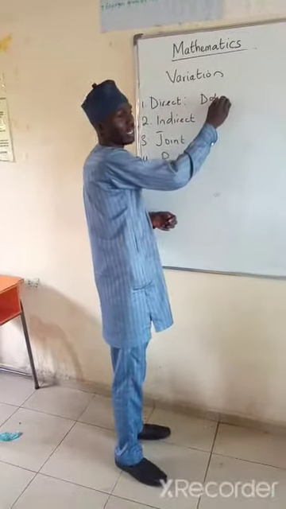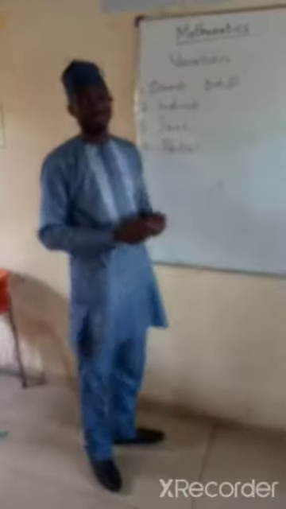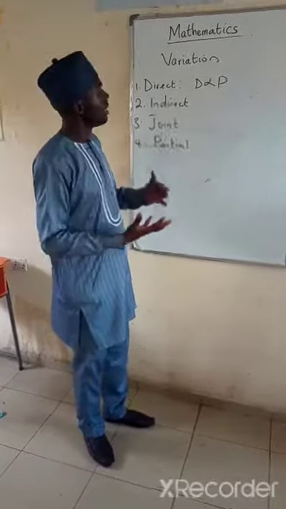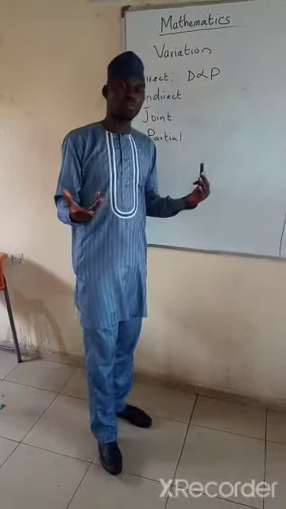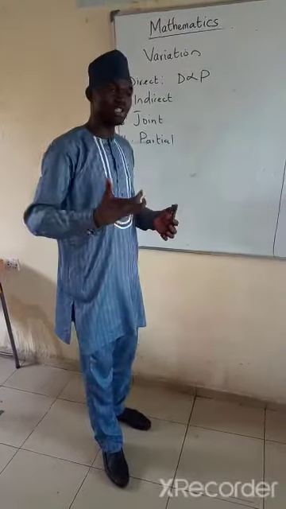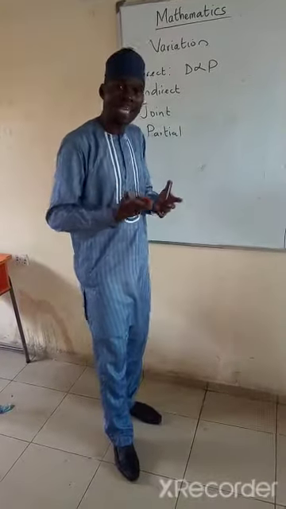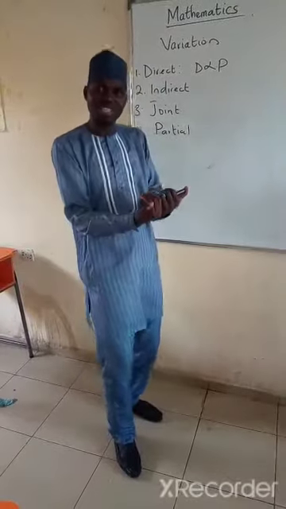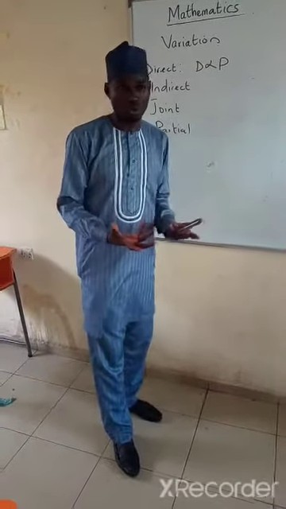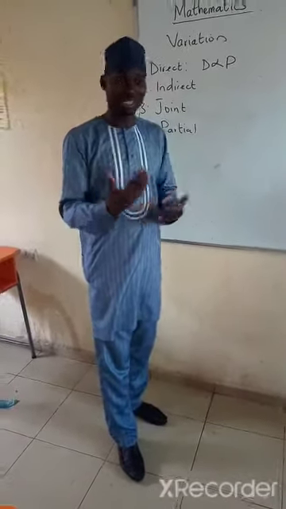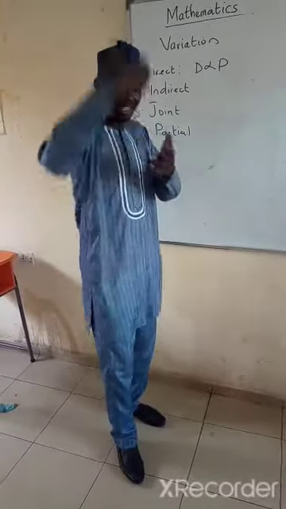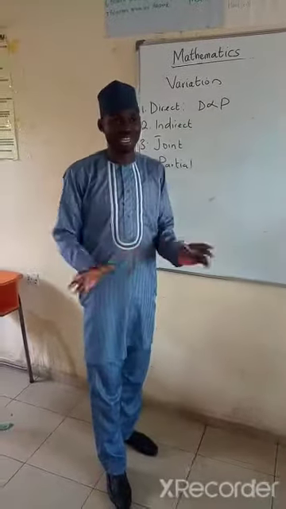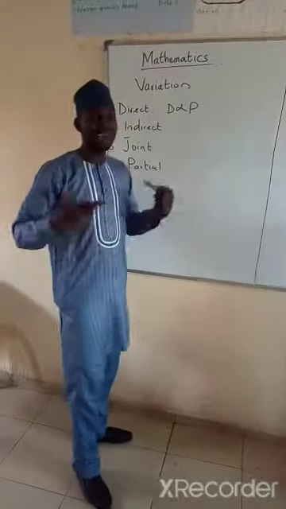Now, for direct variation, you have two variables coming together, but their conditions will be direct. Let's say D is directly proportional to P. It is direct. Let's take an illustration. If you want hot water, you apply heat and the water will become hot. If you reduce the heat, the water will become warm, not hot again. It is direct. If you increase the heat, the hotness will increase. If you reduce the heat, the hotness will reduce. So it is direct.